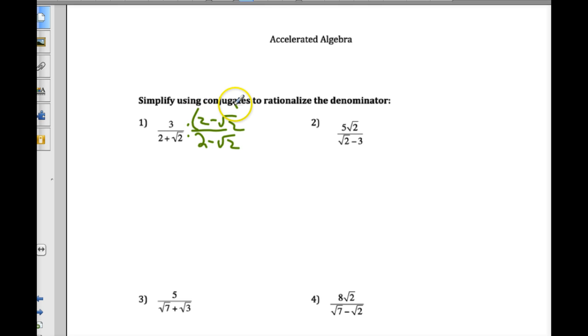Everybody, 2 minus radical 2. And then, smartest thing you can do, people, trust me on this, put parentheses around all your binomials. You will see things better that way. Now, the top is a monomial times a binomial, so you're going to just distribute. The top will be 6 minus 3 radical 2.